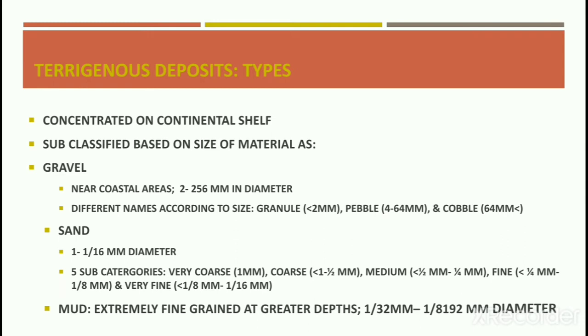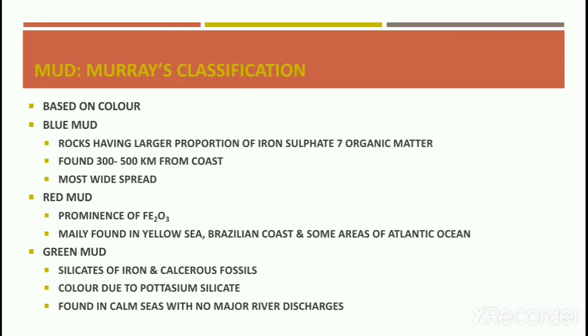Mud is very fine-grained deposit whose diameter varies from 1/32 to 1/8192 millimeter. They are found at a much greater depth after the deposits of sand. However, it should also be noted that there is no definite boundary between the sand and mud. Muds generally have a variety of colors. Murray has identified 3 major types of muds depending upon their color. They are blue mud, red mud, and green mud.